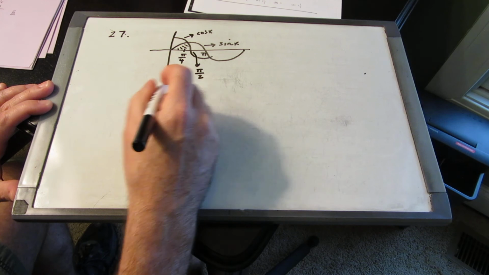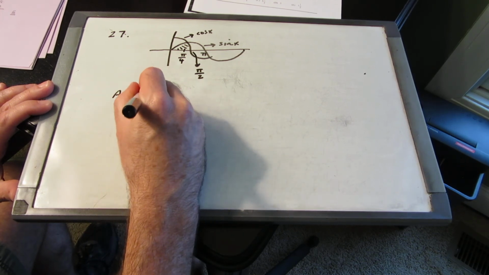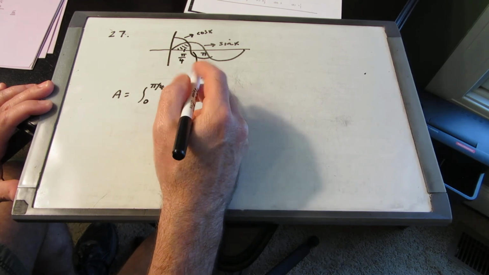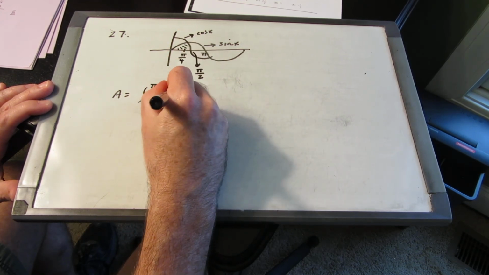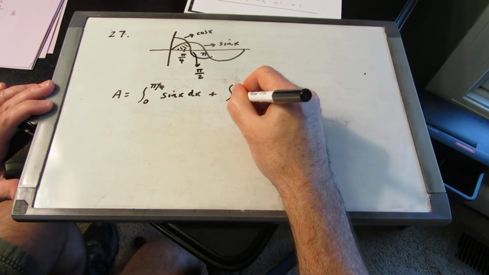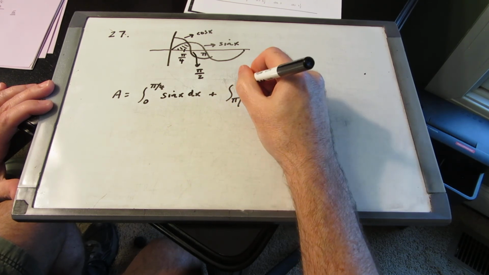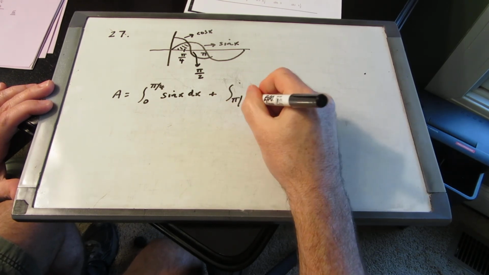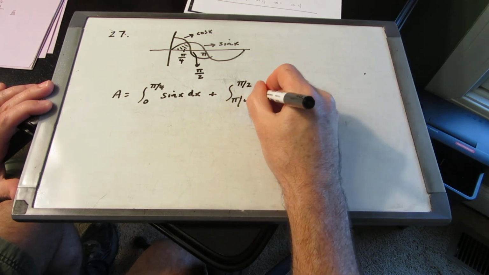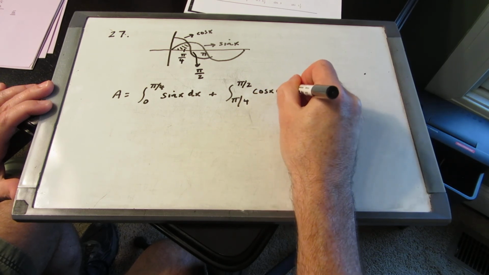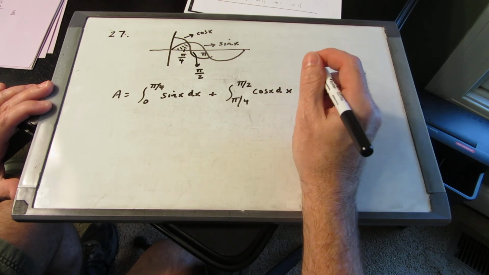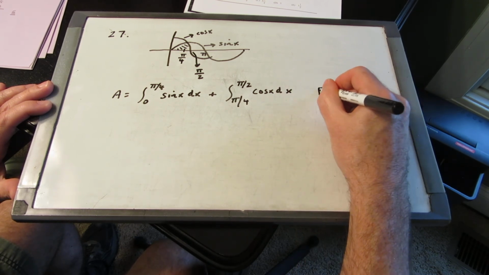So to get the area, we'll have to split it up into two parts. We're going from 0 to pi over 4, and sine is on top, so sine x dx plus pi over 4 to pi over 2, and then cosine x is on top. Alright, and looking through the options on that, that matches option E.